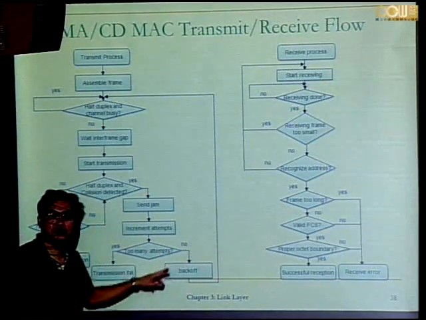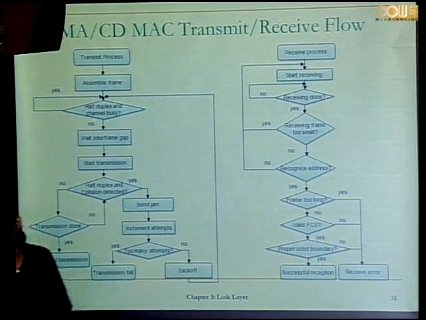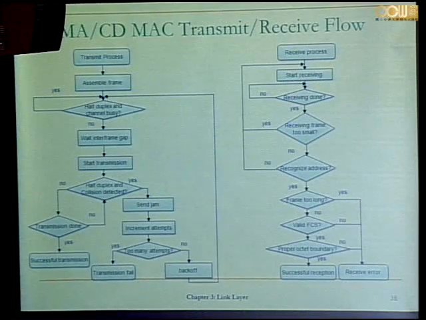And how much time do I need to back off? There's a binary exponential backoff here to determine how much time I would back off. The binary exponential backoff says that if it's the first collision, then you back off 1 unit. You pick a random value within 1 unit of backoff time. If it's the second time you collide, then you back off 2. You pick a random time within 2 units of time.